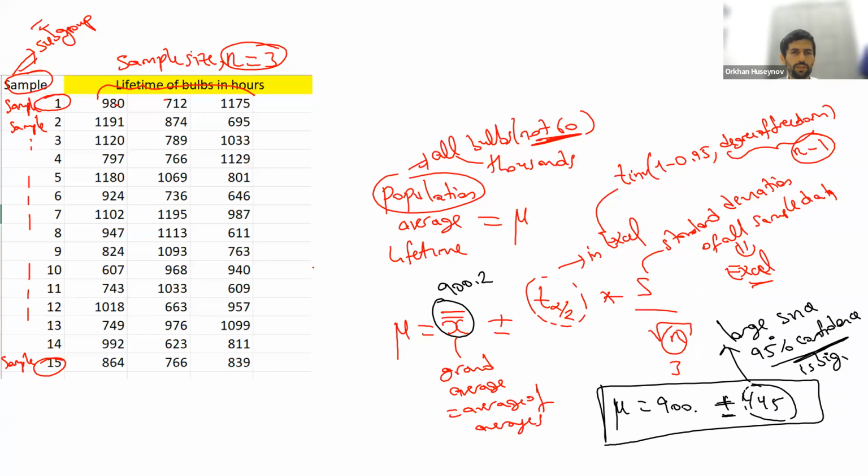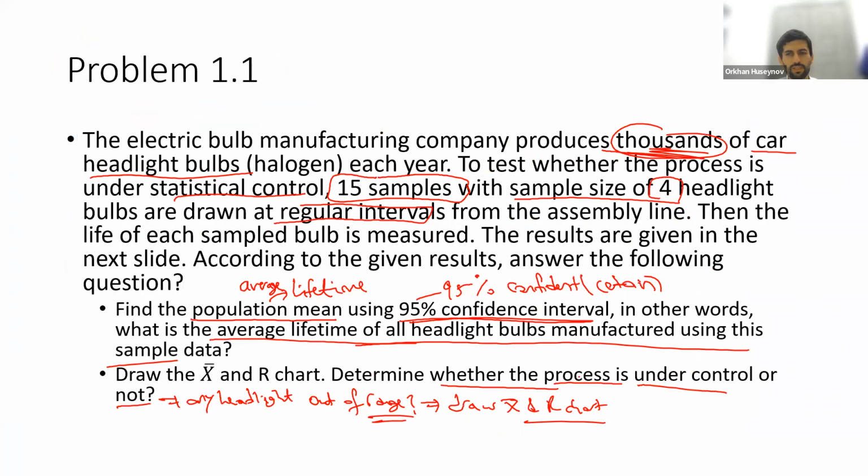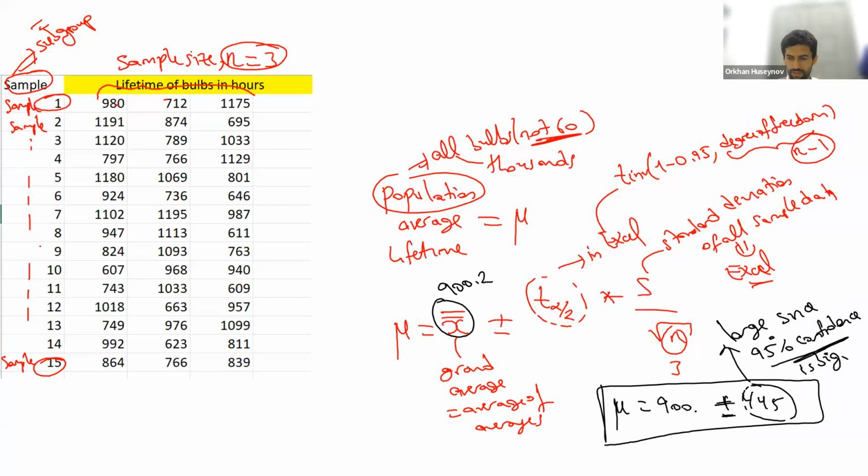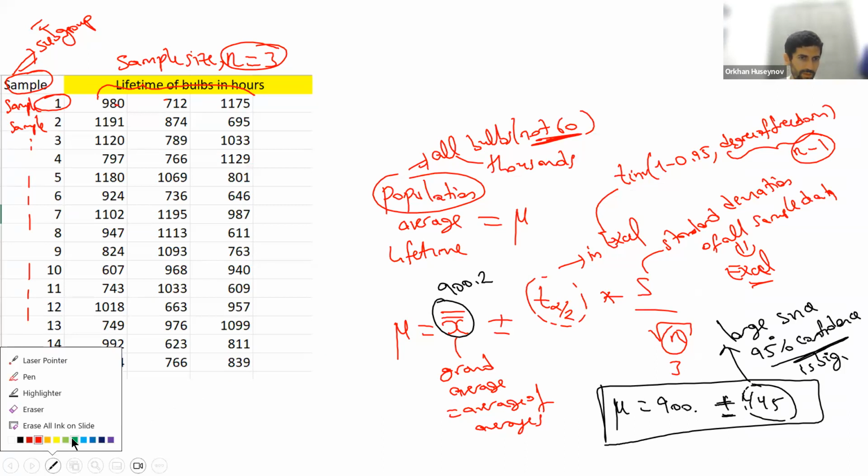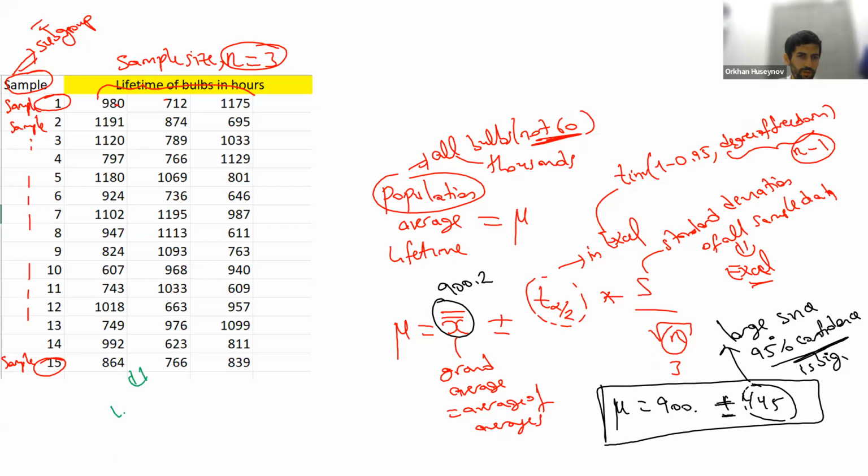Okay. Now the time is to start with these values and then plot the X bar and then to see, I mean, the question is that the process is under control or not. So is there any variation in the process? You can see the variation here. Let me just add another color. So we have variation in the lifetime of bulbs.